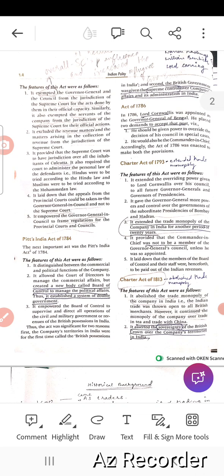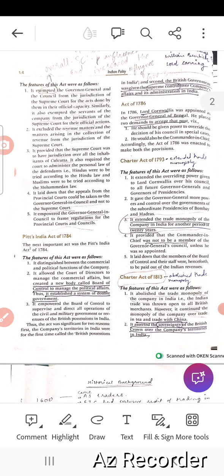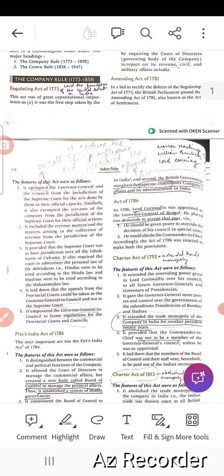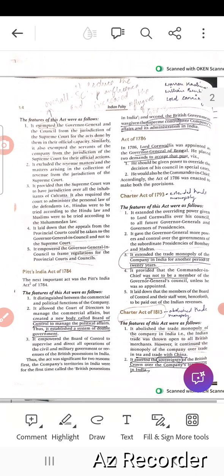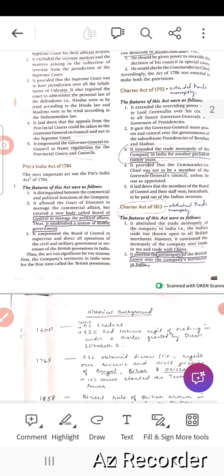This is our second video for the series of polity lectures of chapter 1 Lakshmikant, that is historical background. So previously we have discussed the two acts, that is Regulating Act 1773 and the Amending Act of 1781. Now we will discuss the further acts, and today we'll start with Pitt's India Act of 1784. So we'll discuss the features of it.